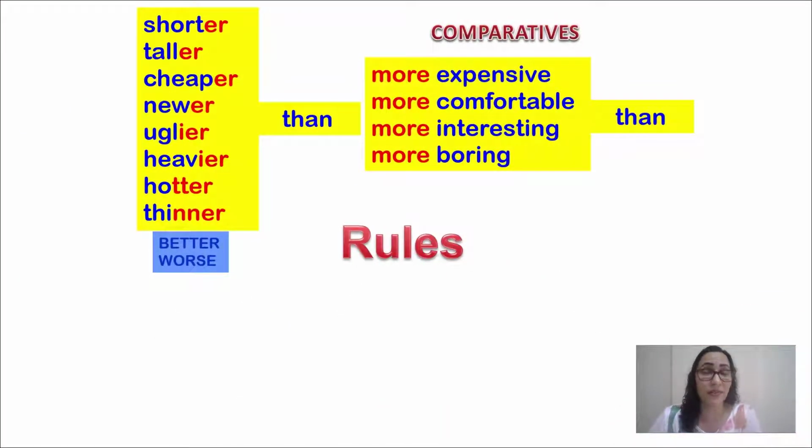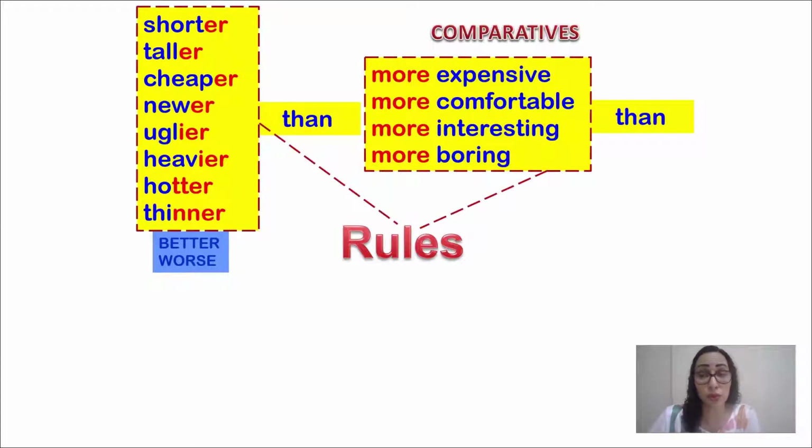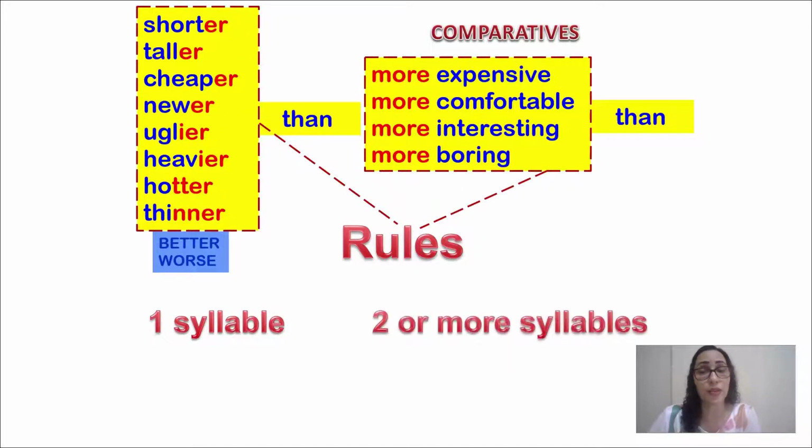We have here a chart that summarizes the rules to make comparatives with adjectives in English. The first and most important characteristic we need to pay attention to when we are making comparatives with adjectives is the difference between two groups: one-syllable adjectives and adjectives that have two or more syllables.